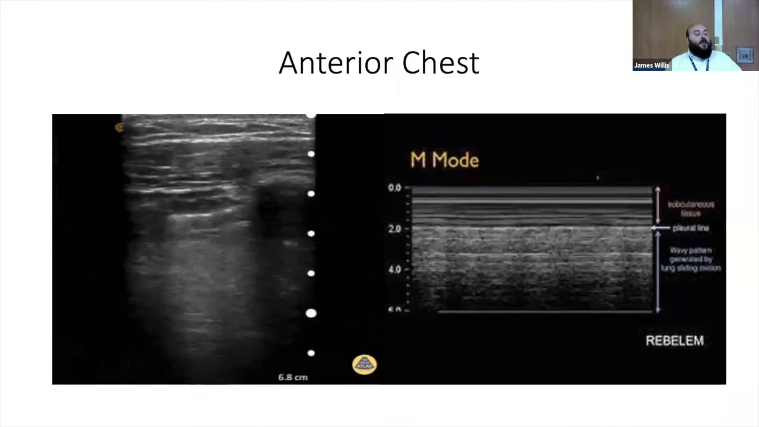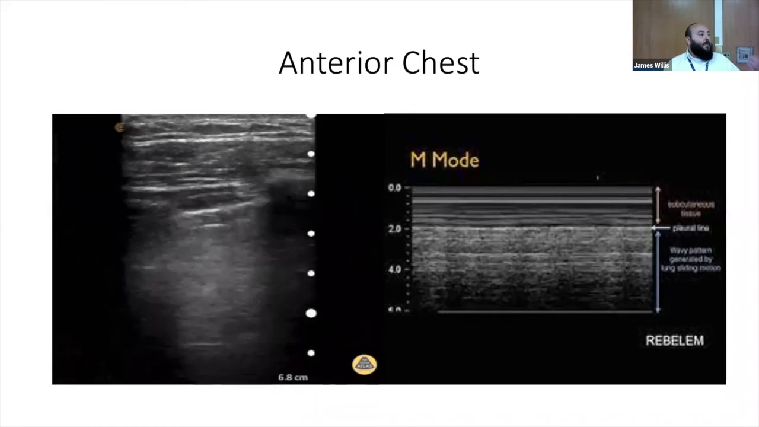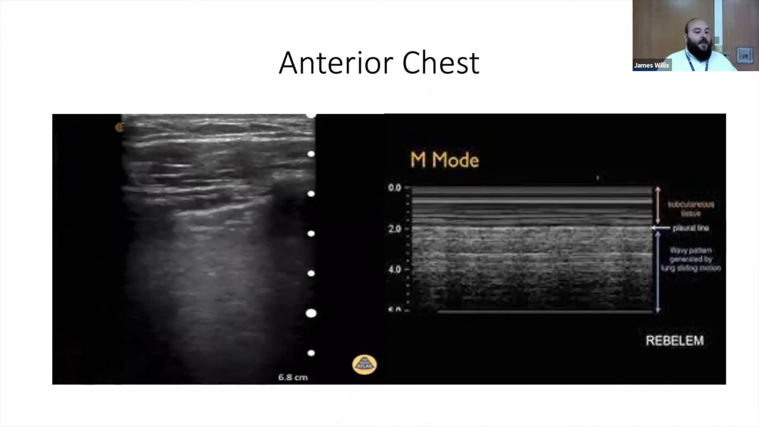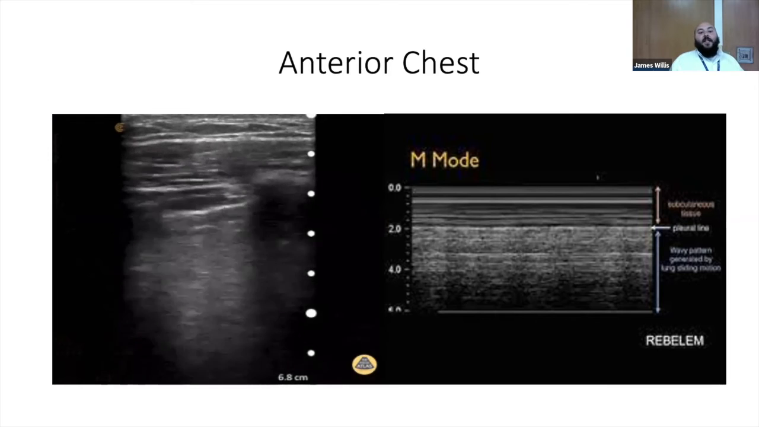When you're looking at the anterior chest, you're looking for lung sliding. One thing to help you with the exam is to take out a lot of depth, because previously with the other parts of the exam, you had increased depth with the probe. Take out the depth to really get a good view of the pleural line. You're looking for lung sliding, which looks like ants marching on a line.